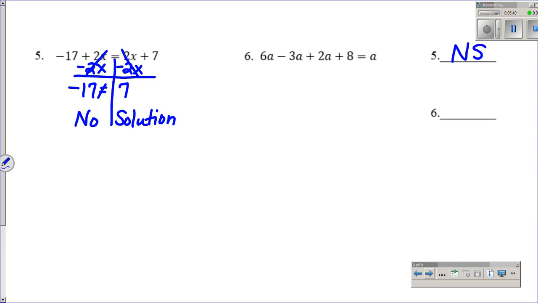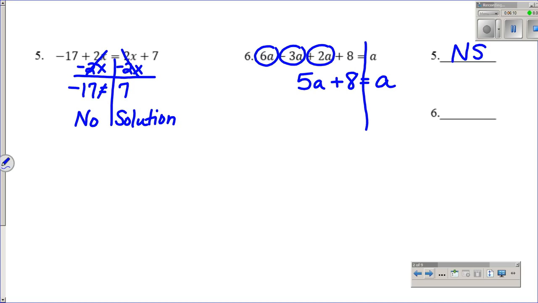Okay, for number 6, wow, we've got lots of variable terms. So let's just start by simplifying one side of the equation at a time. On the left side, I see a 6a, a negative 3a, and a positive 2a. So we're going to combine our like terms, so be careful with the math. 6 minus 3 is 3, and 3 plus 2 is 5a. Bring down the plus 8 equals a.